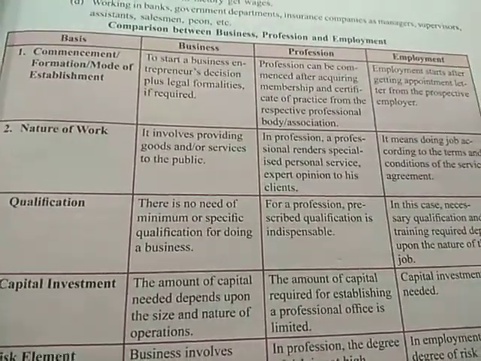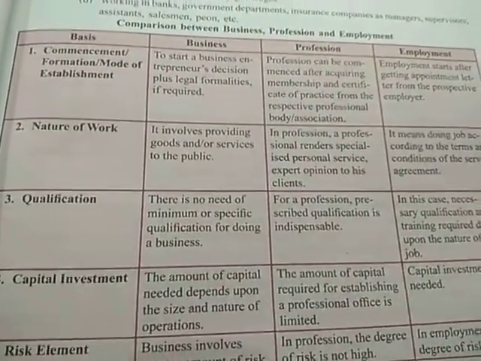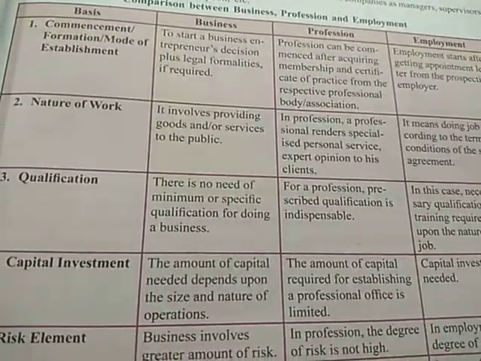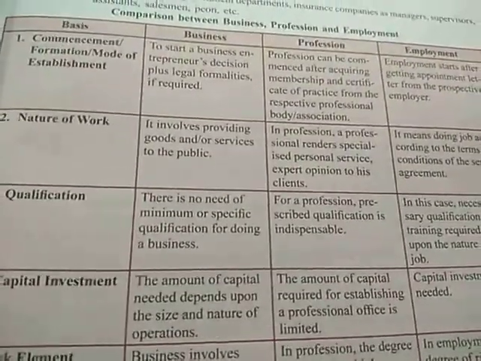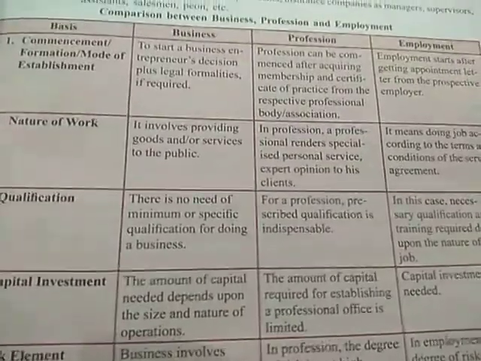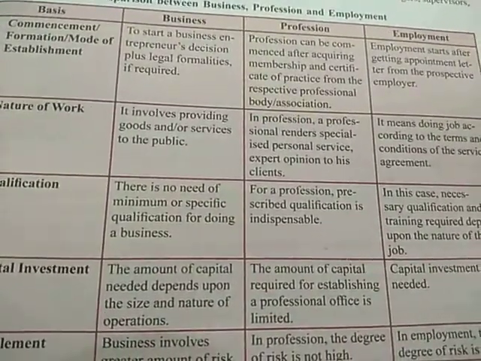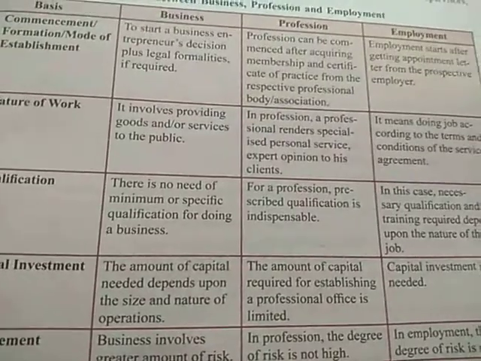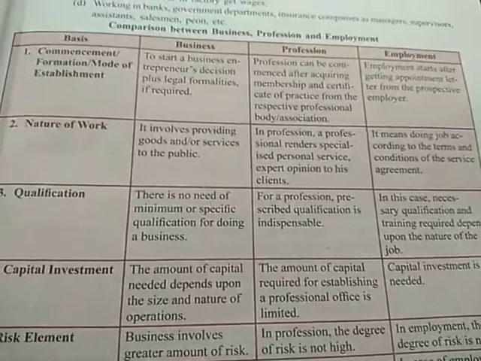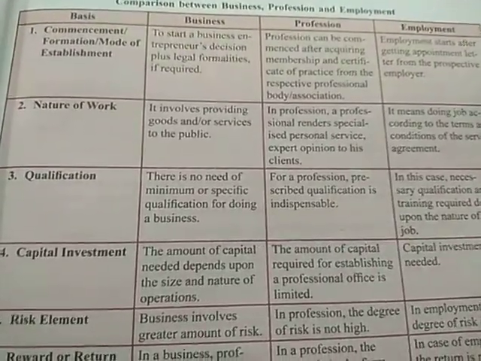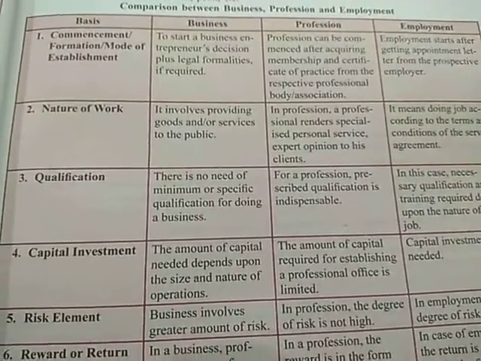To start a business, the entrepreneur's decision plus legal formalities are required. A profession can be commenced after acquiring membership or a certificate of practice from the respective body or professional association. As I have already told, we need a license or a certificate of practice. Next is employment. Employment starts after getting the letter of appointment from the prospective employer. If the employer provides you the employment certificate, the appointment certificate or the appointment letter, then the employment starts.